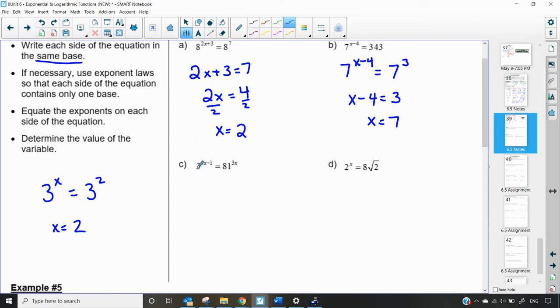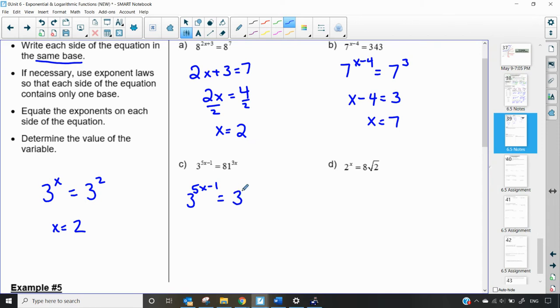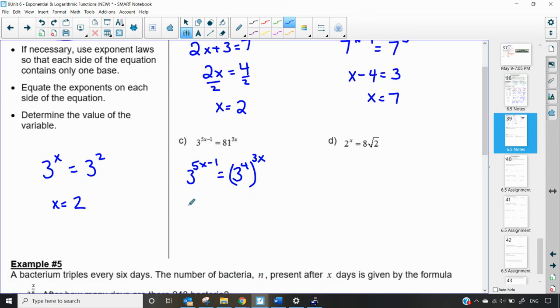Next question, we have 3 to the exponent 5x minus 1 and 81 to the exponent 3x. So we're going to write both as base 3. So 3 to the 5x minus 1. And then again, guessing and checking with the 81. 3 cubed is 27. So we try 3 to the 4th. 3 to the 4th is 81. So we rewrite 81 as 3 to the 4th, and then remember there's still the 3x outside. So simplifying, we have 3 to the 5x minus 1 equals 3 to the 12x.